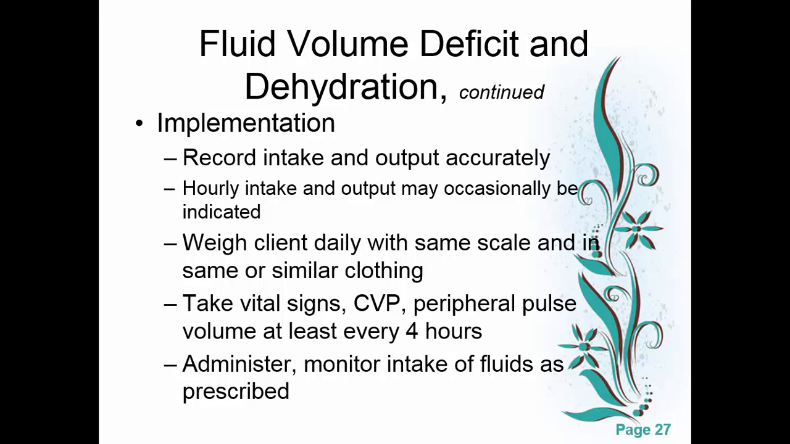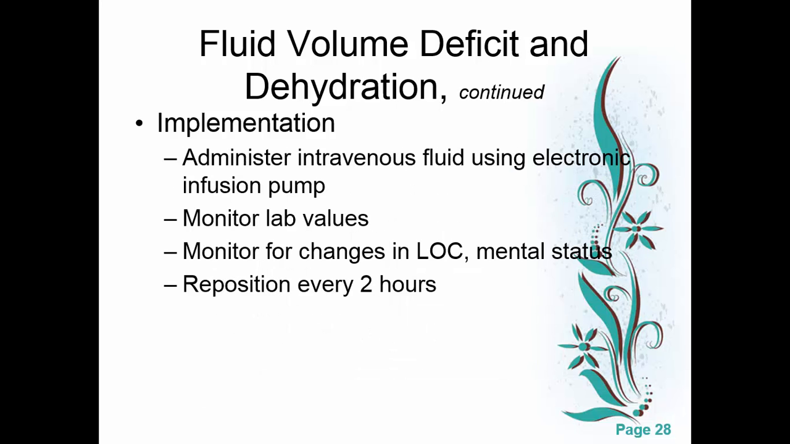Take vital signs. Monitor their central venous pressure, peripheral pulses, the peripheral pulse volume, so how strong it is, at least every 4 hours. Administer and monitor intake of fluids as prescribed. Administering intravenous fluids using an electronic infusion pump is going to be important. That way you can monitor how fast or slow these fluids are administered. You want to monitor lab values, specifically electrolytes, BUN and creatinine, osmolality, urine-specific gravity.